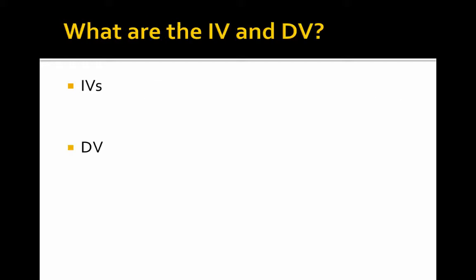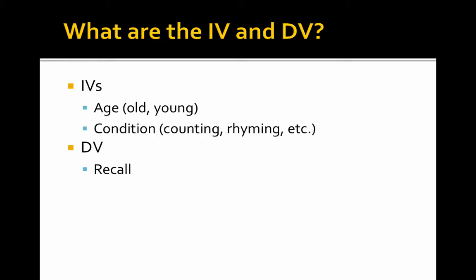So in this case, we first want to start off knowing what are the independent and the dependent variables. So in this case, our dependent variable is recall. How well do they remember things? Our independent variables are their age, that can be old or young, and then the condition that they were given, which is counting or rhyming or all those other things that were across the top of the little chart that we just looked at. So once we know our independent and dependent variables, we can state the hypotheses.